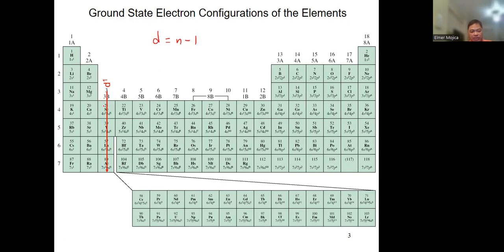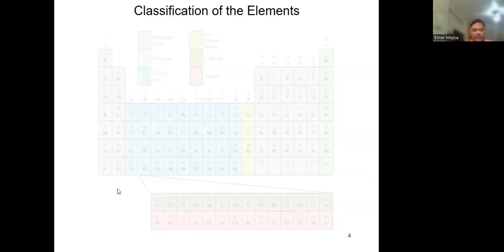So this one here, you could say this is 3d, this is 4d, and so on. So that's the d, and then you have the d5, and then the d10. Now, when you go to the f that is introduced on the 6th period, the f usually has n minus 2. So you have 6 minus 2, that will give you the 4f. So that's how the periodic table looks.